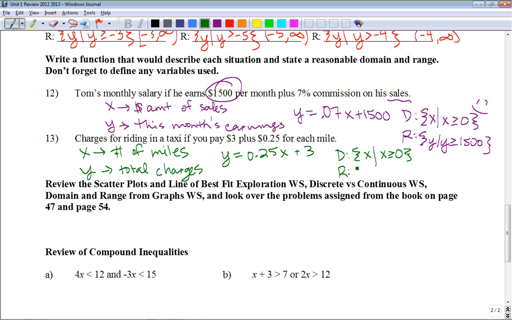For the range, set of all y values where. So if I don't go any miles at all, how much am I still going to owe? $3. Because maybe the taxi driver missed another potential customer. So we still owe $3, so the amount we owe still is going to be greater than or equal to $3, but it could go up from there depending on how far we drive.